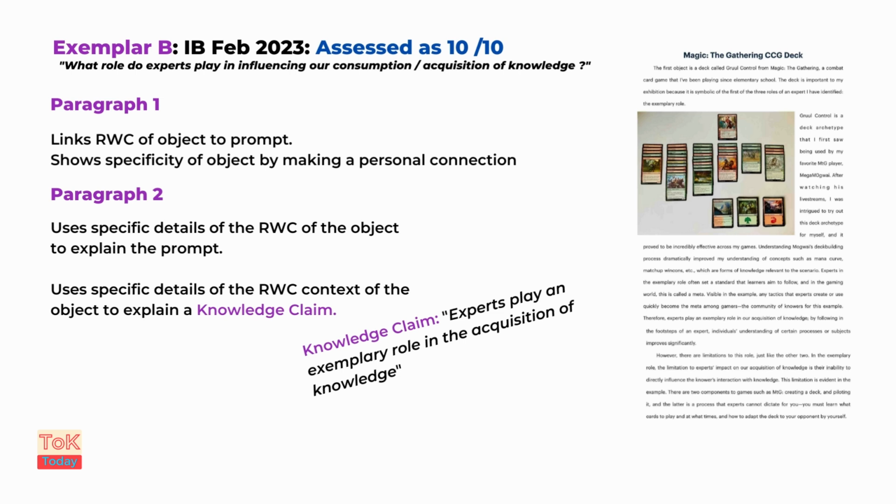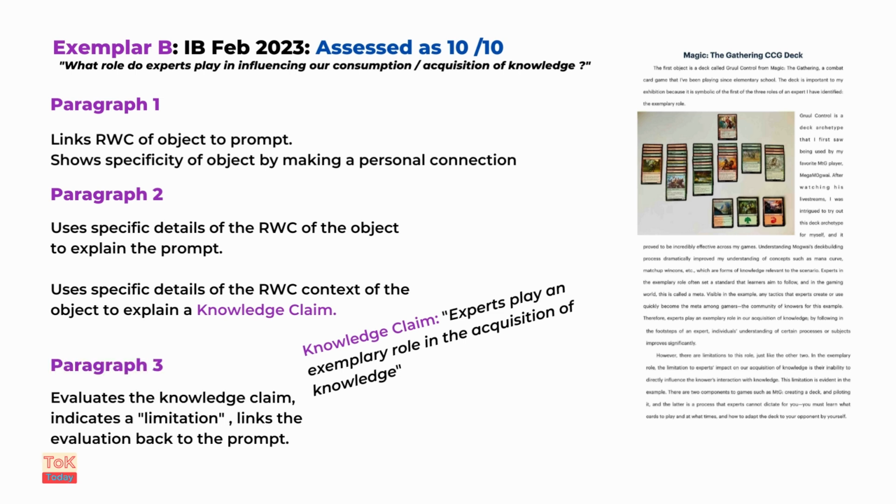Let's go on and have a look at what they did in their final paragraph, paragraph 3. And this is really interesting because what they did is they evaluated the knowledge claim. They used the term limitation. They said that a limitation of the role that experts play is, and then they explained it, and I can't really read it out too much here because I'll get into trouble. But this is interesting because the marking criteria, the assessment instrument for the exhibition, doesn't ask students to discuss limitations, but this student did, and they got 10 out of 10.